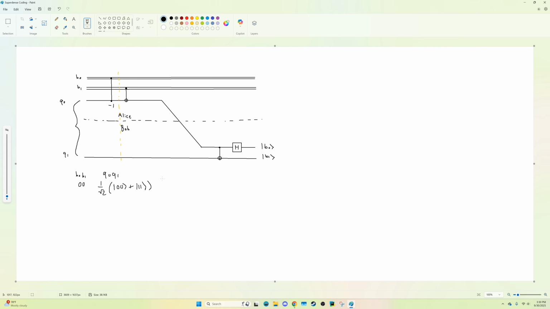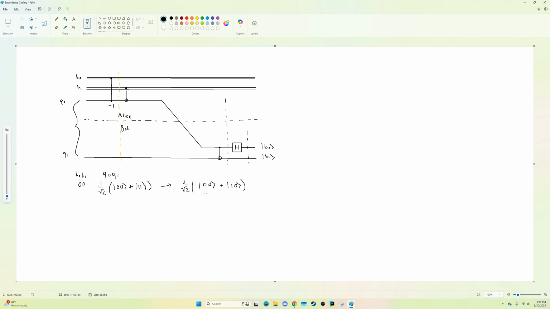Okay, now once we get to this stage in the circuit where we apply the C0 onto the qubit with Q0 as the control, what that does is we have 1 over square root of 2 times, we look at the first qubit, which is Q0, and we don't flip it because that's a 0. The second one we do flip. So now we have 0, 0 plus 1, 0.